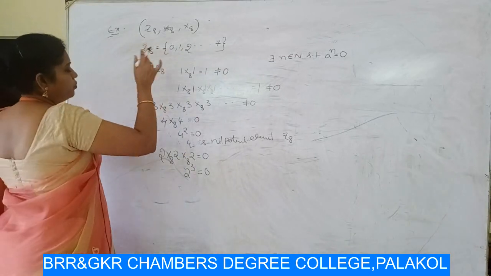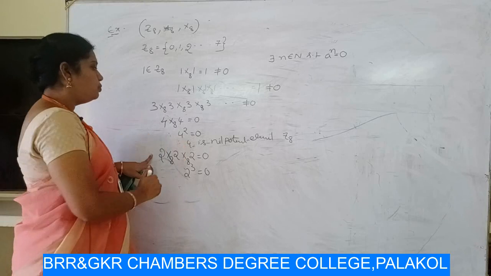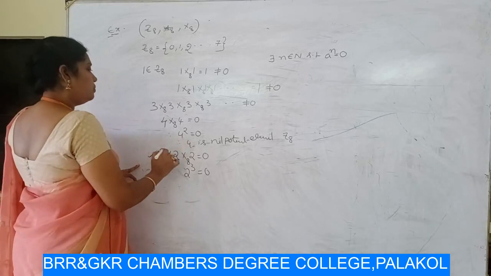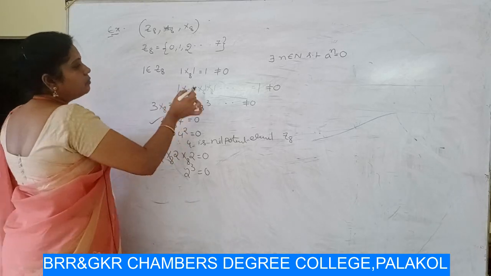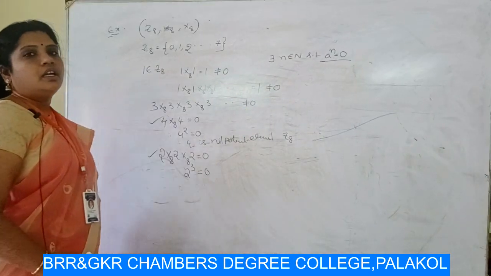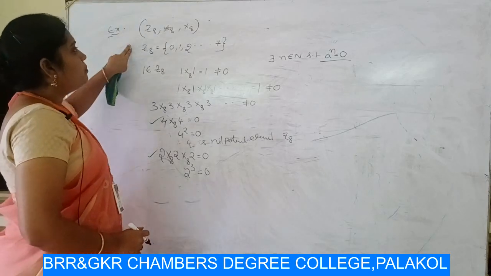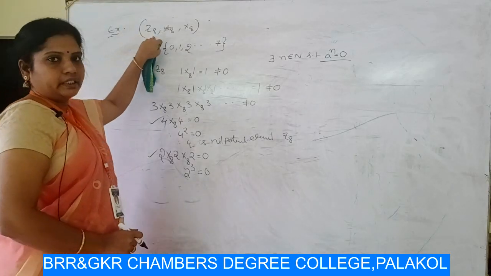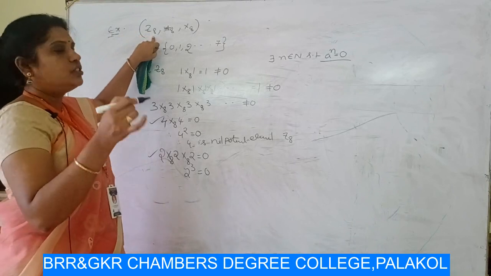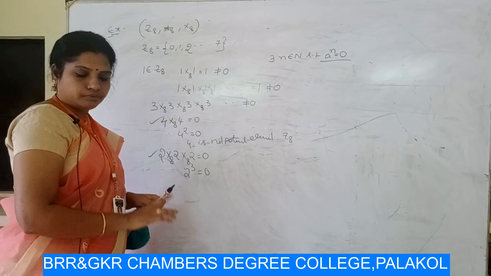In this ring we have only 2 nilpotent elements. Those are 2 and 4. Remaining elements are not satisfying this condition a power n is equal to 0. Therefore the nilpotent elements of the ring Z8 are only 2 and 4.